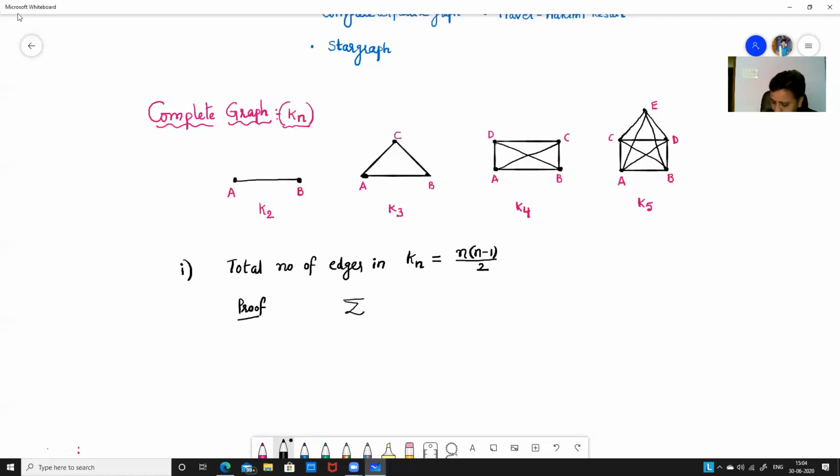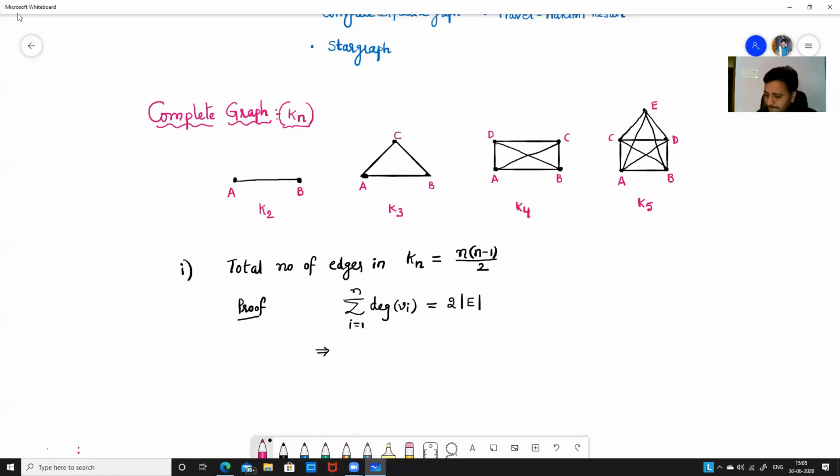By using the sum of degrees of vertices theorem, we can write the summation, i running from 1 to n, of the degrees of all vertices must be equal to 2 times the number of edges in the graph. In this case, if I take a complete graph with n vertices, each vertex has degree n minus 1.